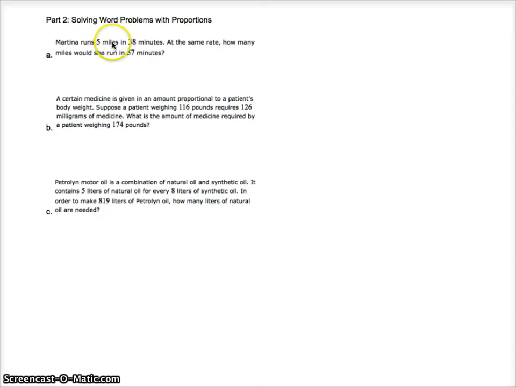Well, by rate they mean miles in minutes. So we're going to look at miles over minutes. Now I'm going to use a proportion. I've got 3 pieces of information that relates to ratios. So now I can set up a proportion, especially since I have missing information. So it's 5 miles over 38 minutes equals x miles over 57 minutes.